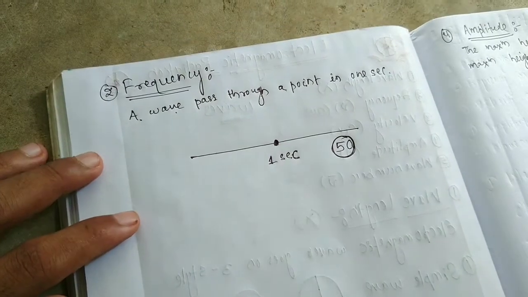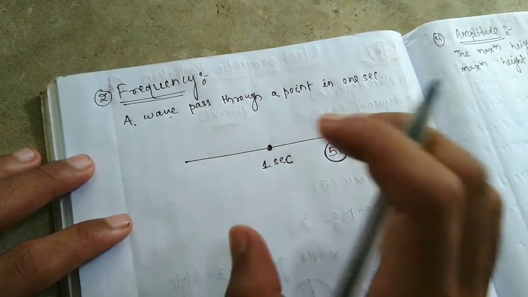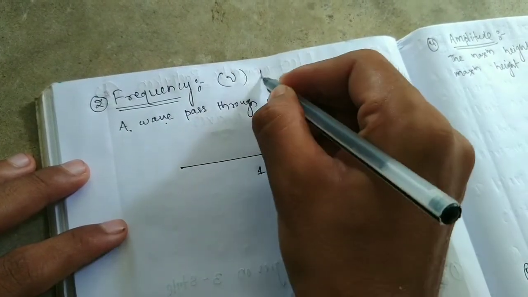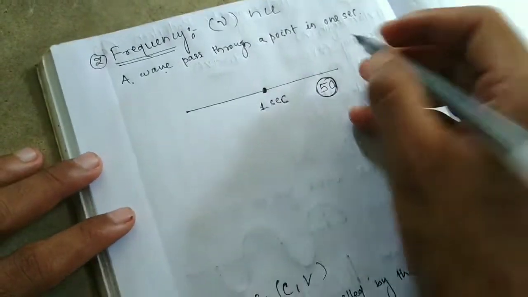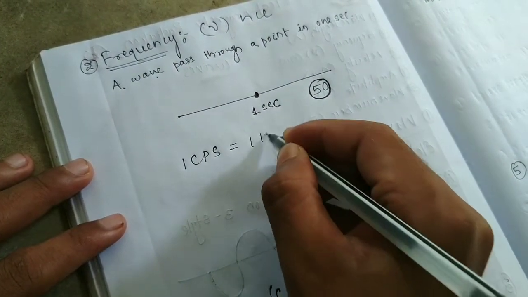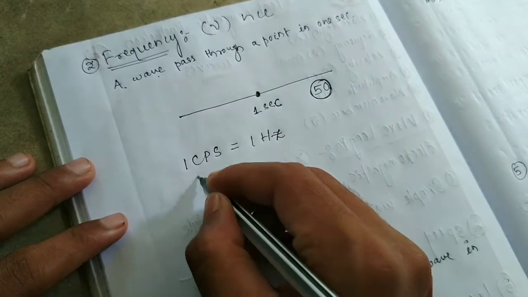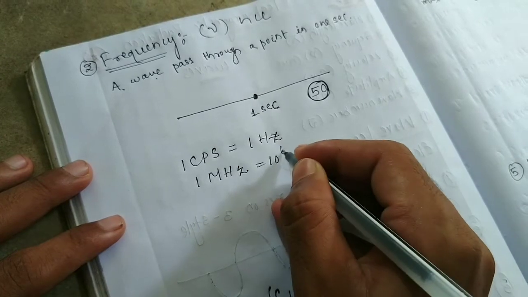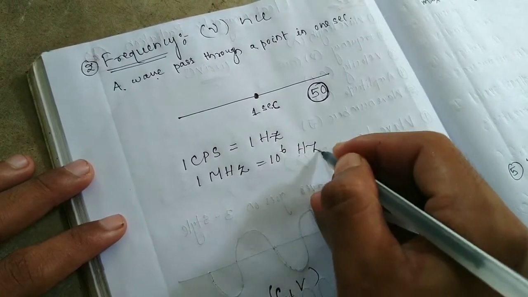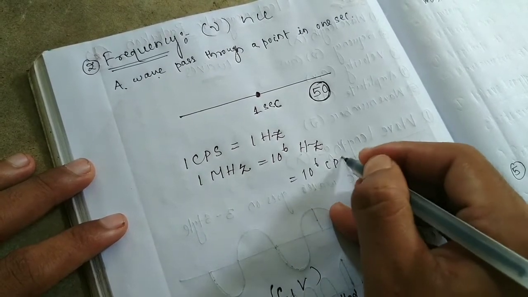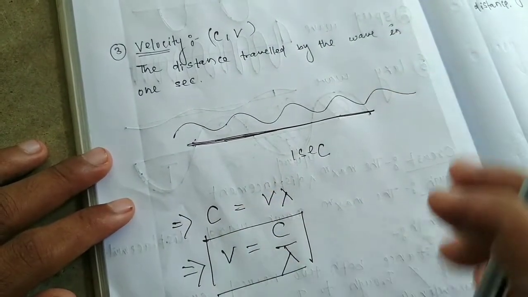And students, frequency is represented by nu. 1 CPS equal to 1 hertz. 1 megahertz equal to 10 to the power 6 hertz, and 10 to the power 6 hertz equal to 10 to the power 6 CPS. This is the unit of frequency. Okay, and this is all about velocity.